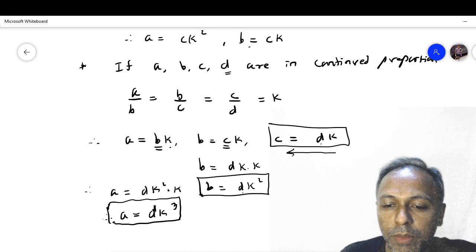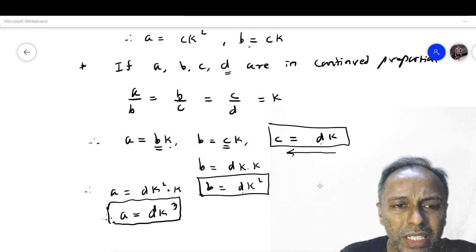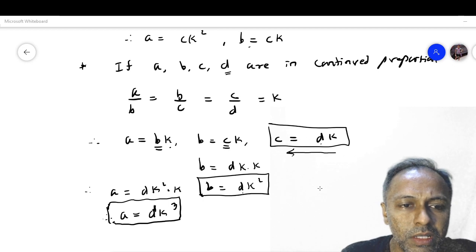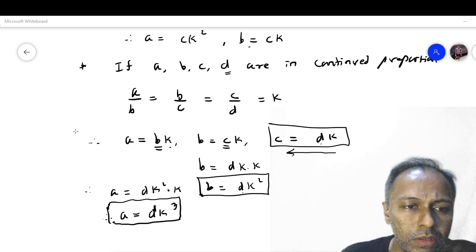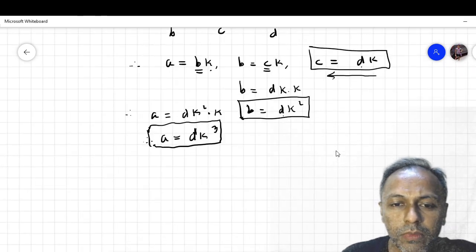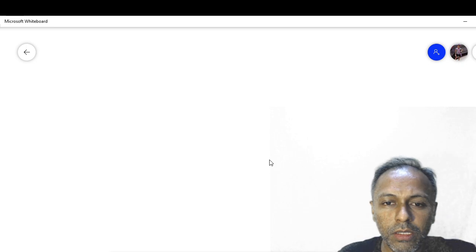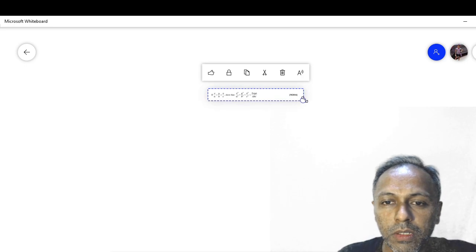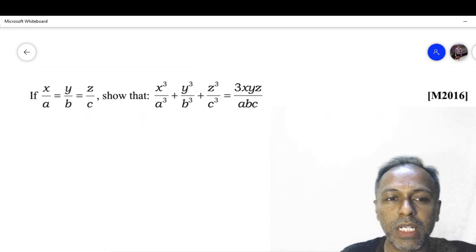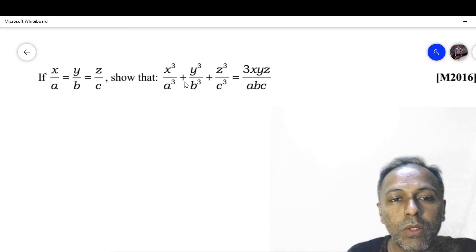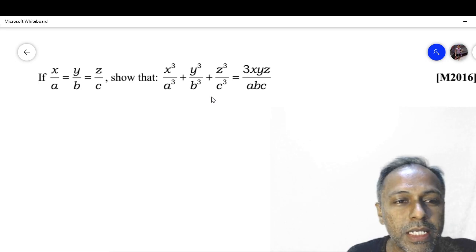Let us try to explore some questions of that type. Let us take a question of that type where we will use K method. Let's take one of the problems, a board problem only, say 2016 problem we will take. The question goes as, if x upon a is equal to y upon b equal to z upon c, and you have to show left hand side is equal to right hand side.